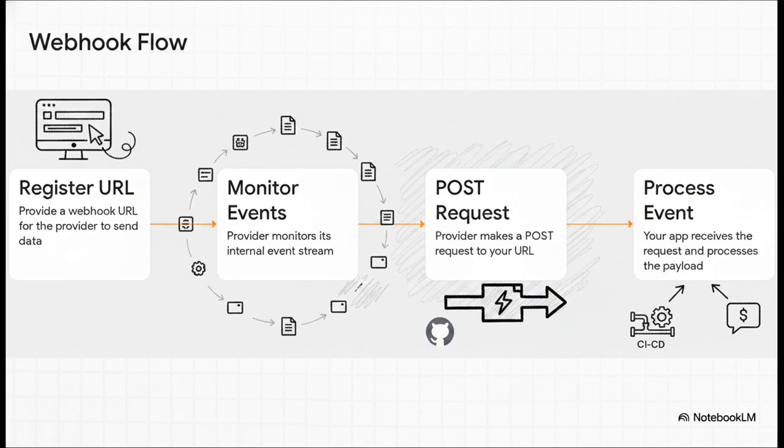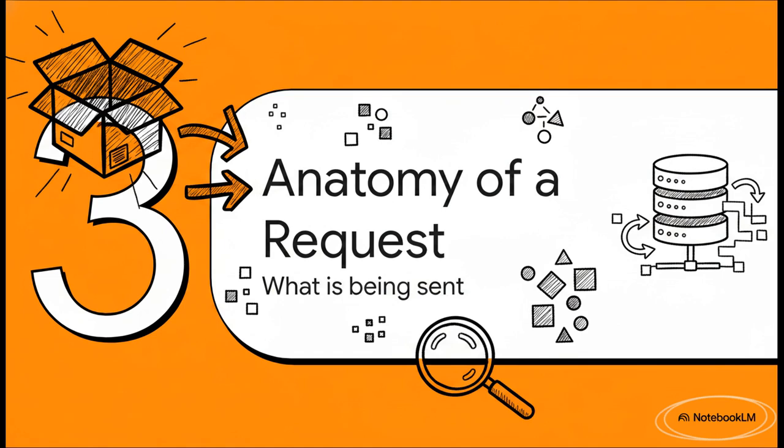Step 3 is the trigger. A developer opens that PR and boom, GitHub automatically prepares a package of data and shoots an HTTP POST request directly to your URL. Finally, step 4, your server catches that request, verifies it, and kicks off your CI/CD pipeline or pings your Slack channel. So what exactly is inside that package of data? Let's crack it open in section 3, anatomy of a request.